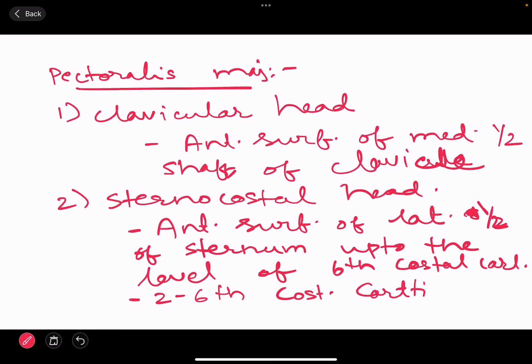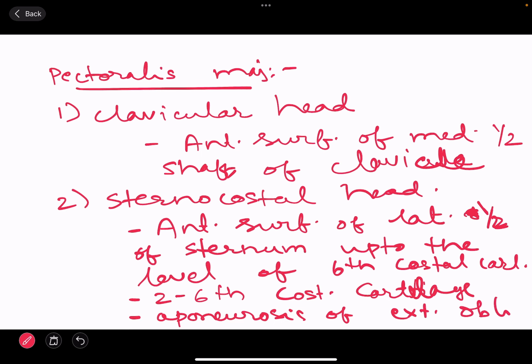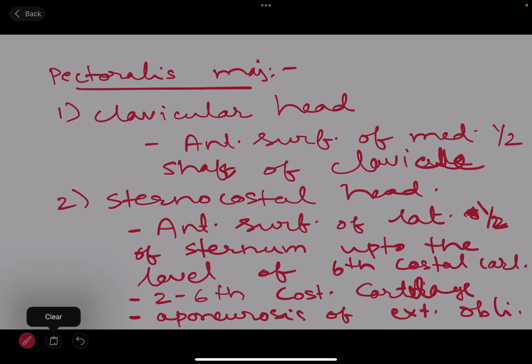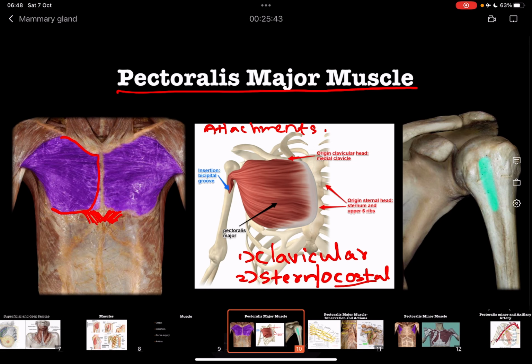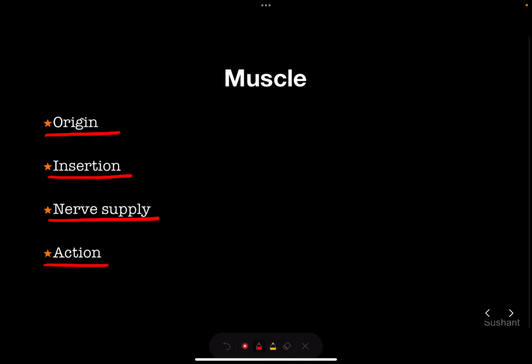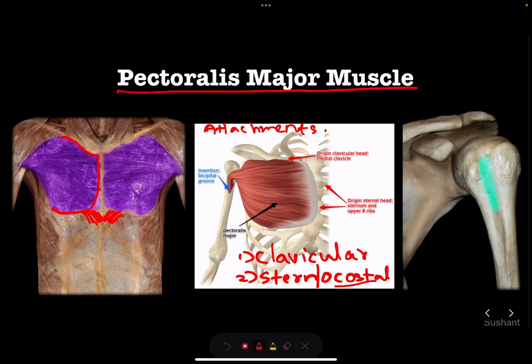and lastly from the aponeurosis of which muscle? The external oblique muscle. That's a muscle of the anterior abdominal wall. So now these are the origins of the pectoralis major muscle. Now what are the insertions? The muscle passes upwards and laterally, as you can see.